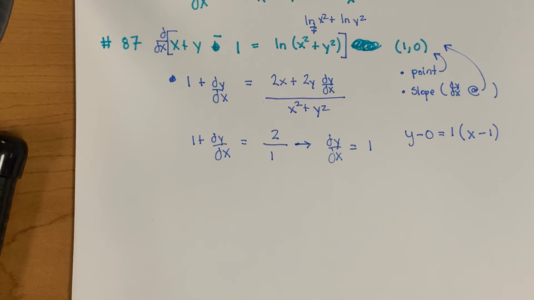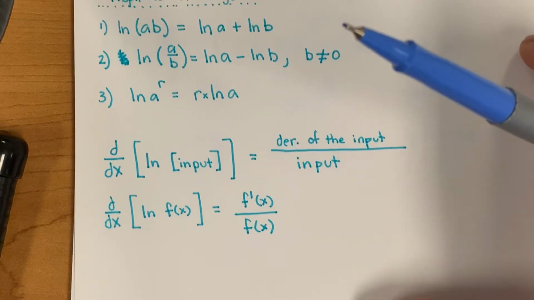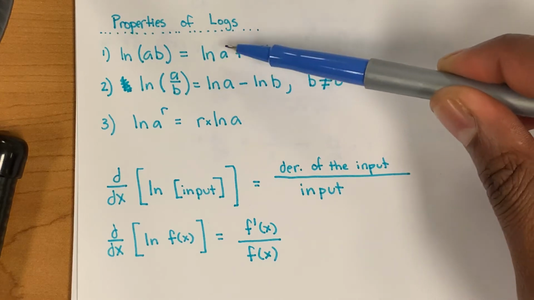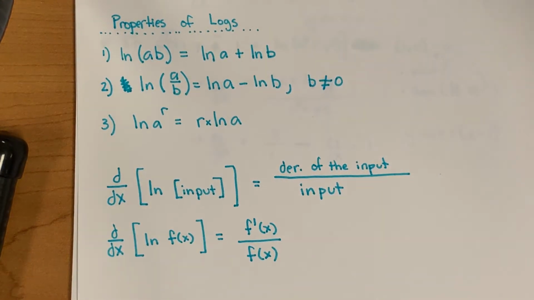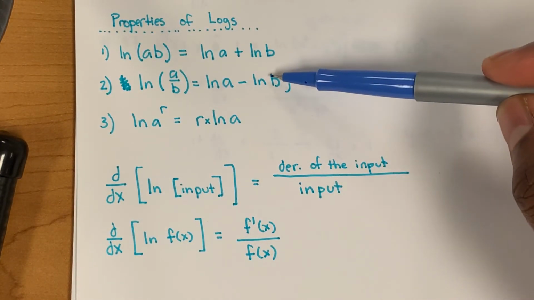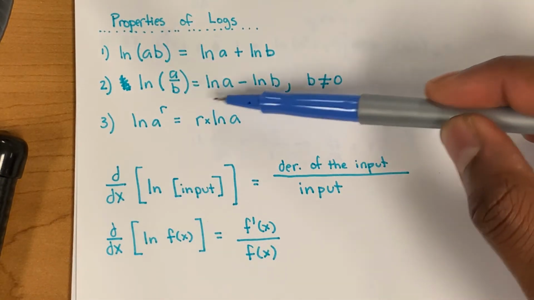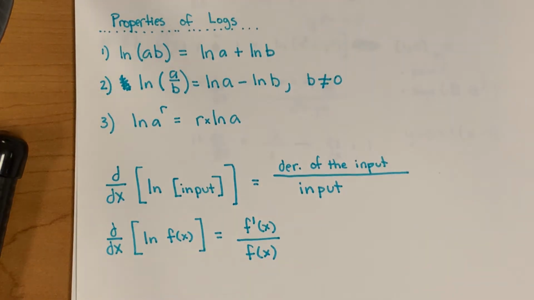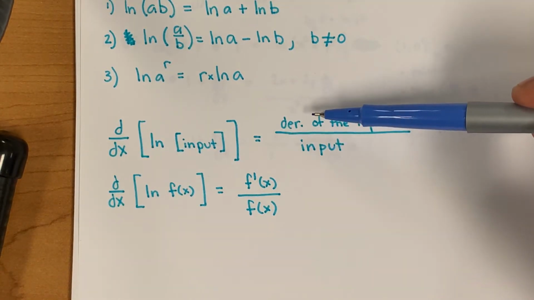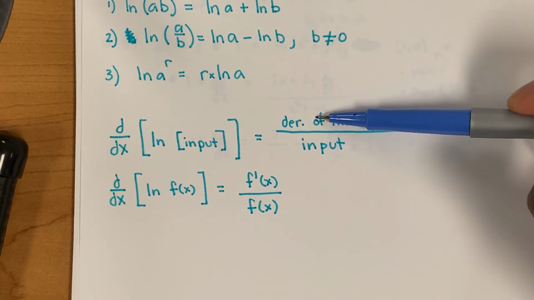So a quick recap of the logarithm. First, we have the properties of logs, where the ln of a product is the sum of the logarithms of the factors. The ln of a quotient is the ln of the numerator minus the ln of the denominator if the denominator is not equal to 0. And the ln of a power is the exponent times the ln of the base. The derivative of a logarithm that has an input is the derivative of the input over the input. Now, if this was a constant, it would just be 0. Otherwise, it's going to be derivative of the input over the input.